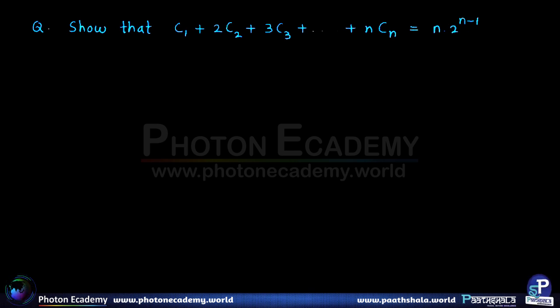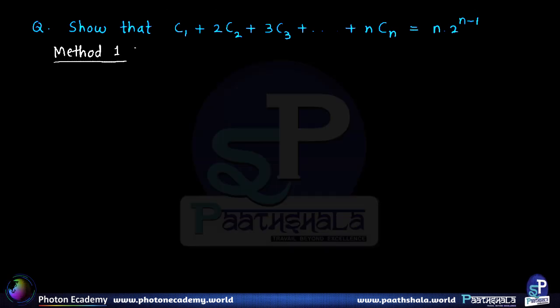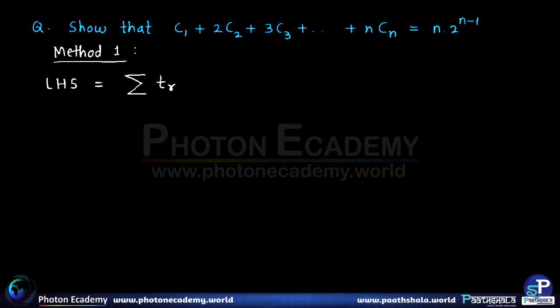Now here we will see how this question can be solved by two different methods. Let's see the first method. So we have method 1. Now this method is using the properties of binomial coefficients. Alright, so let's call LHS as sum of a general term TR where R varies from 1 to n.